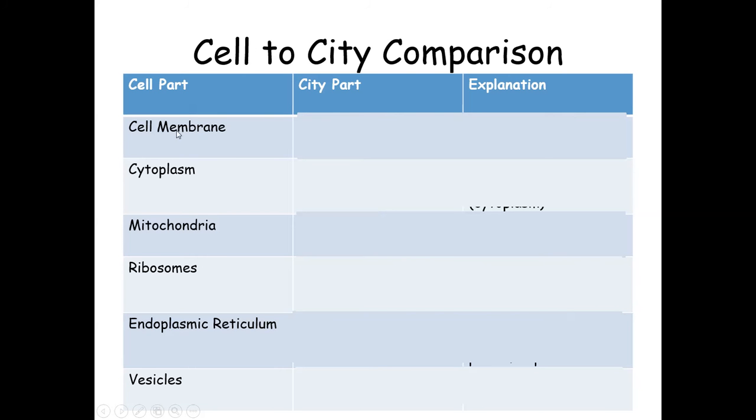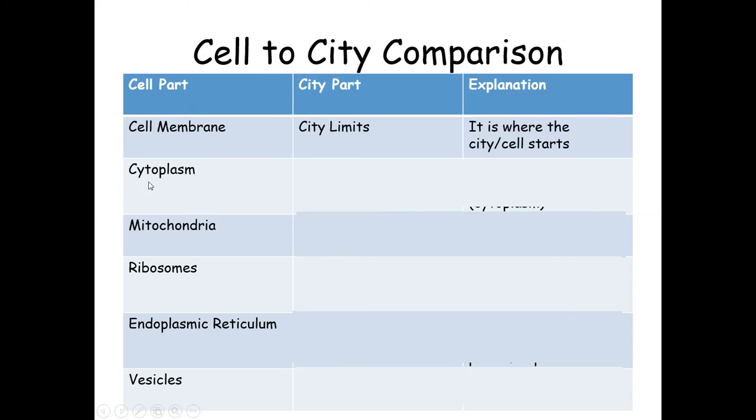So the part of a city that the cell membrane can represent would be city limits. So it's where the city starts and ends. So if you remember what a cell membrane does, it allows things in and out of a city. So how do you get into a city? Well, you cross over the border and now you're in the city. So there you go.